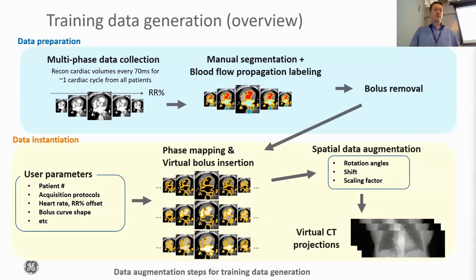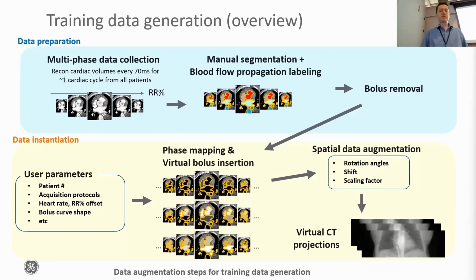So this is the framework, the flow of what we've put together. There's a first phase where we prepare our model, and a second phase where we actually use it to generate projections. So in the first phase, we reconstruct patient data that was acquired over at least a full cardiac cycle so that we can reconstruct every phase. And we reconstruct it every 70 milliseconds. So we have about 14 or 15 phases that cover the cardiac cycle.